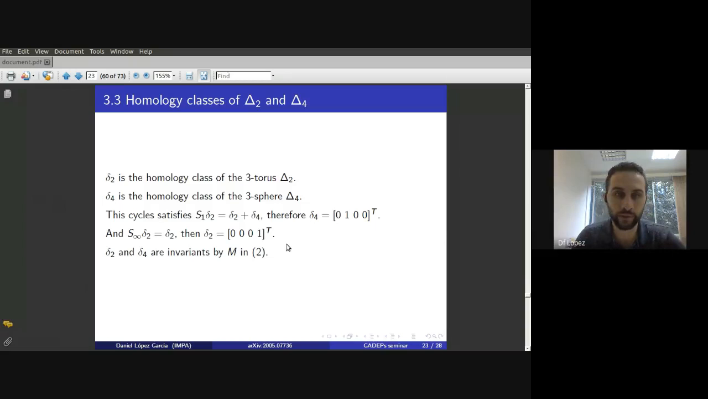Just a comment here: delta 2 and delta 4 are invariant by the matrix M. This matrix M is the matrix which conjugates the matrices S1 to N1 and S0, F infinity to N0 to F5. This is because, in the words of Candela, we have this explicit form for delta 2 and delta 4, which led us to show that they are symplectic.